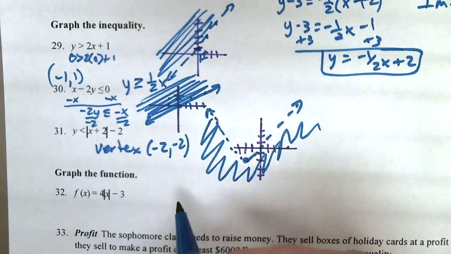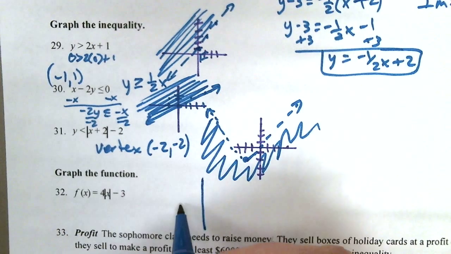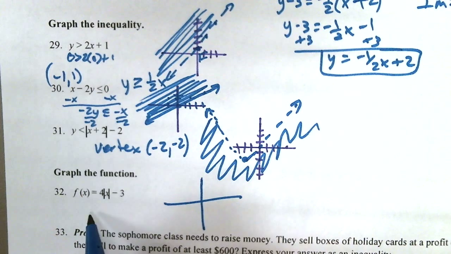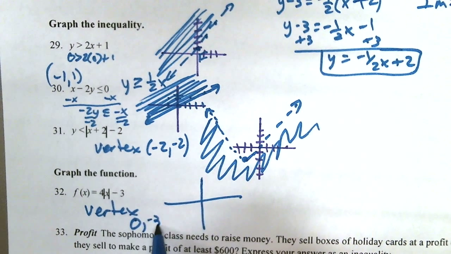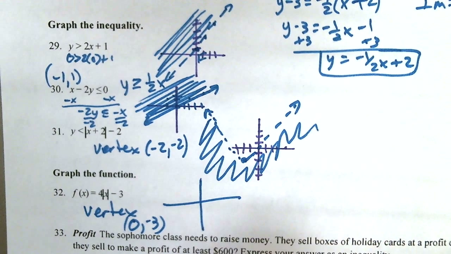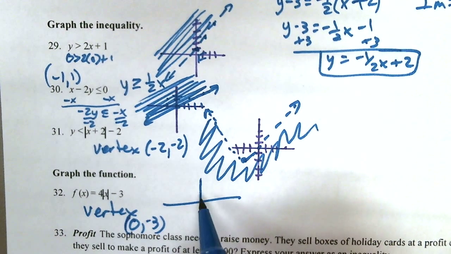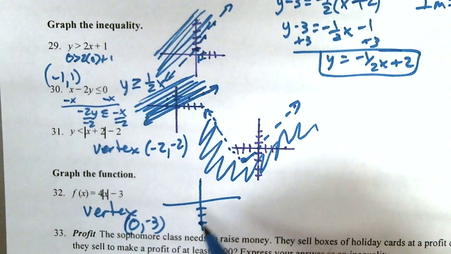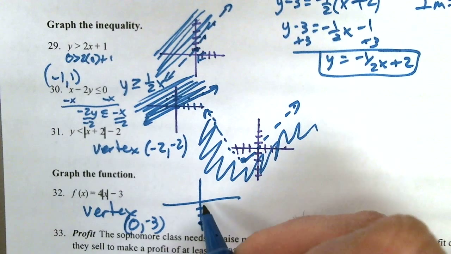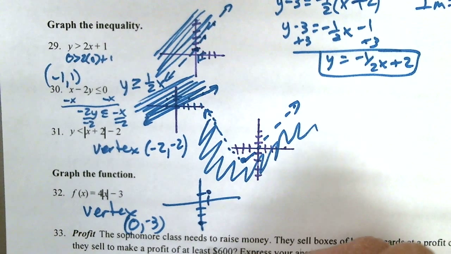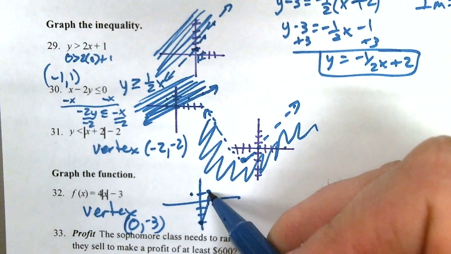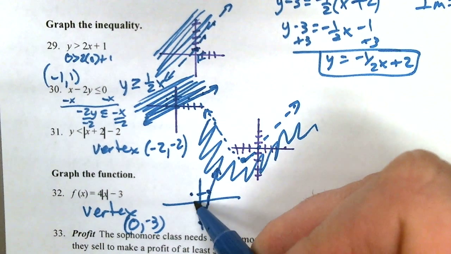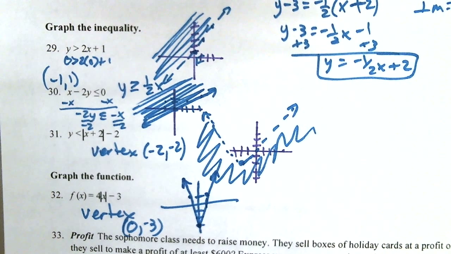Question number 32, again, it's an absolute value. Our vertex for this one is going to be at 0, negative 3, because there's no number inside the absolute value with the x. So 0, negative 3 puts the vertex there. But my slope on this one is 4, so I'm going to go up 4 over 1 in that direction, up 4 over 1 in that direction. Since this one is an equation, there will be no shading.